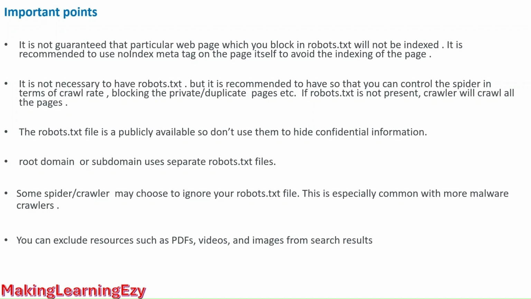Some spiders or crawlers may choose to ignore your robots.txt file. And this is more common with malware crawlers. You might have heard of this term, bad bot. Bad bots are the ones which do not follow any rule or protocol. They might ignore the robots.txt. The good bots always follow the robots.txt. Good bots like Googlebot, Baidu Spider, all these come under the category of good bots. Robots.txt file can be used to exclude some PDFs, videos or images from crawling.